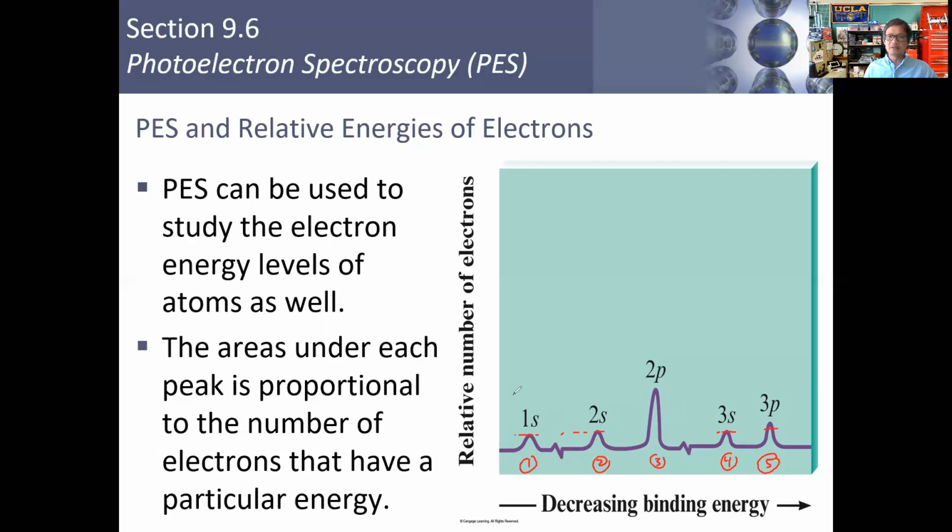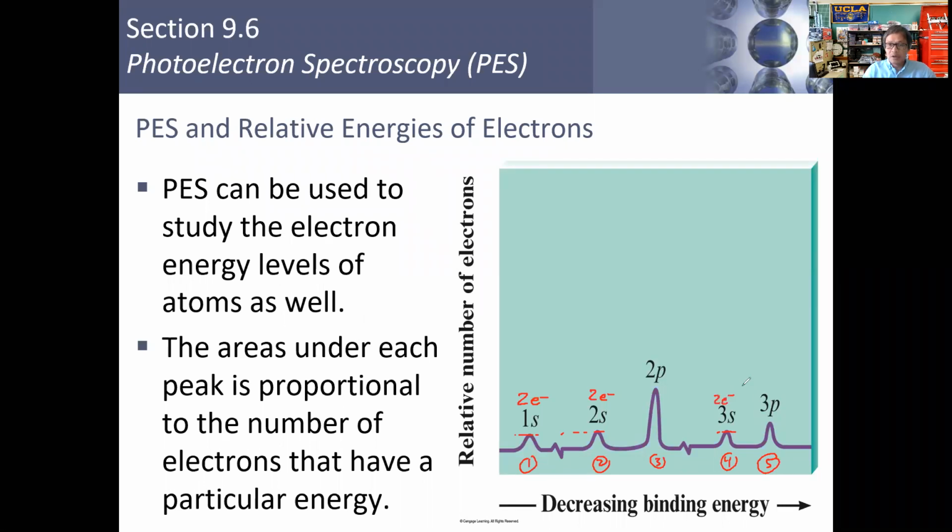If we're going to fill in all these orbitals, the 1s is going to represent 2 electrons, so all of these peaks will represent 2 electrons. I'm sorry, the 3p is a little bit higher. Let me erase that one. But the 1s, the 2s, and the 3s all represent 2 electrons.